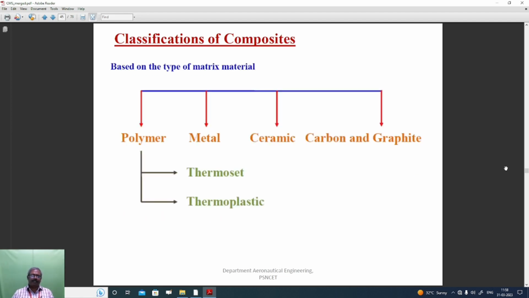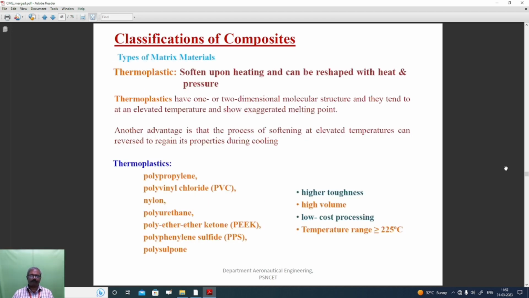Okay, based on the type of matrix material used, you can classify the composites as polymer composites, metal matrix composites, ceramic composites, carbon and graphite composites. The types of matrix materials are, first, thermoplastics. Thermoplastics are softened upon heating and can be reshaped with heat and pressure.